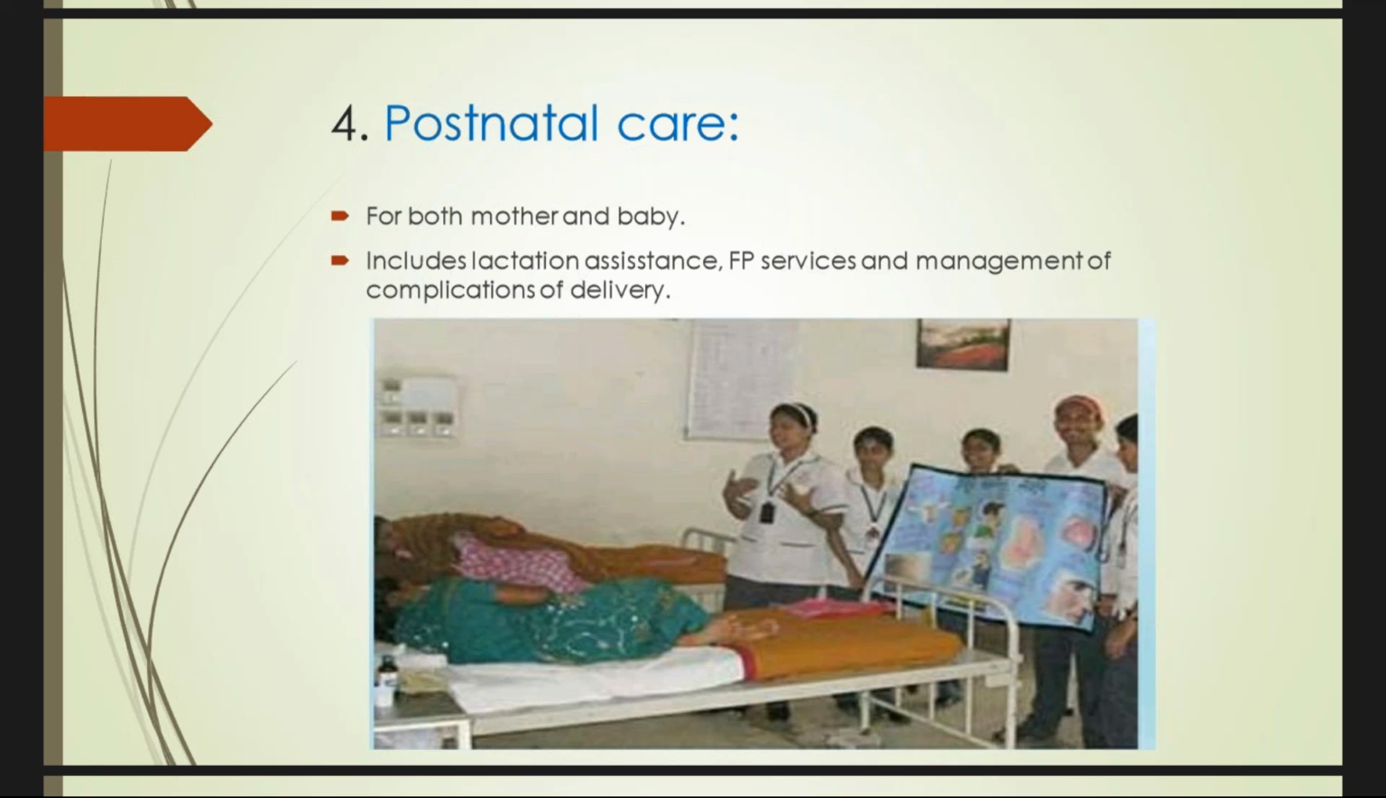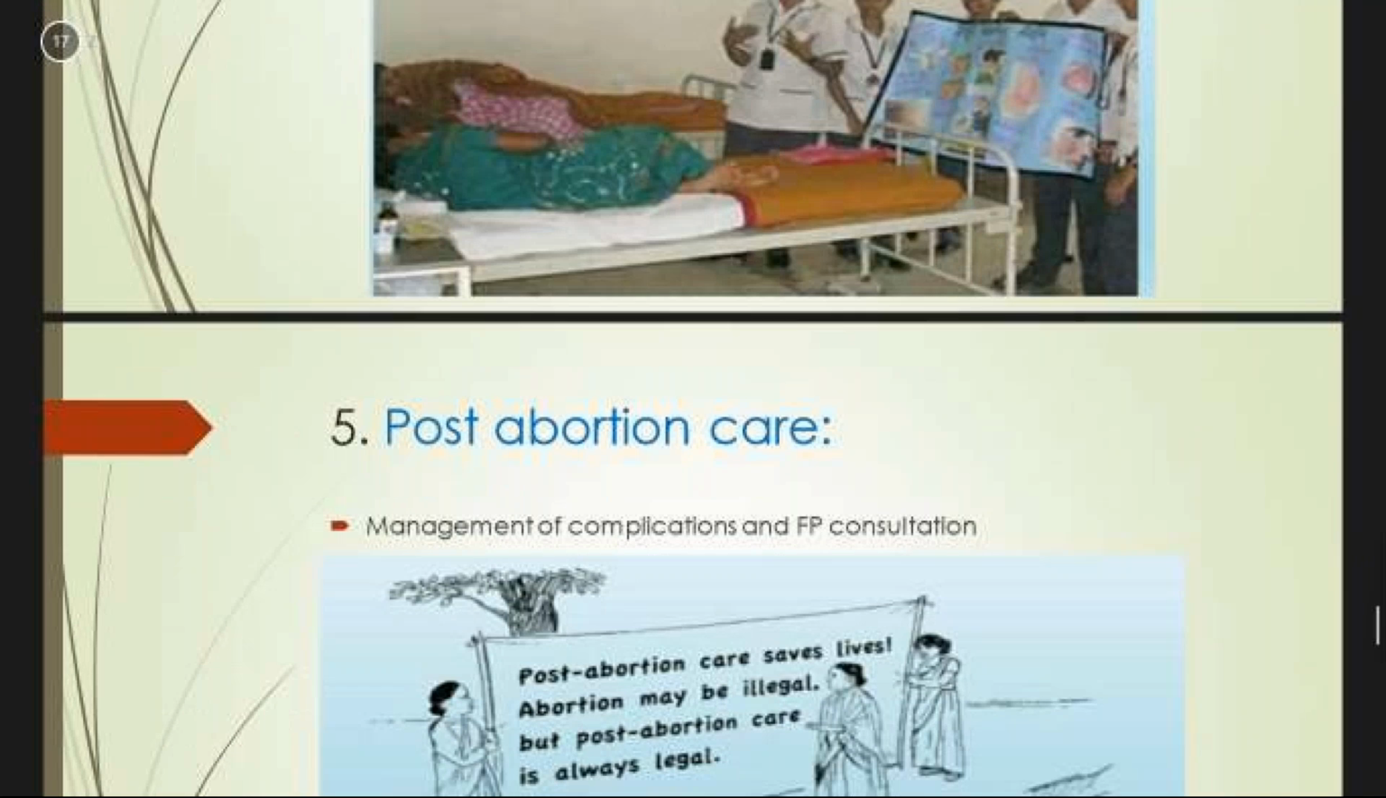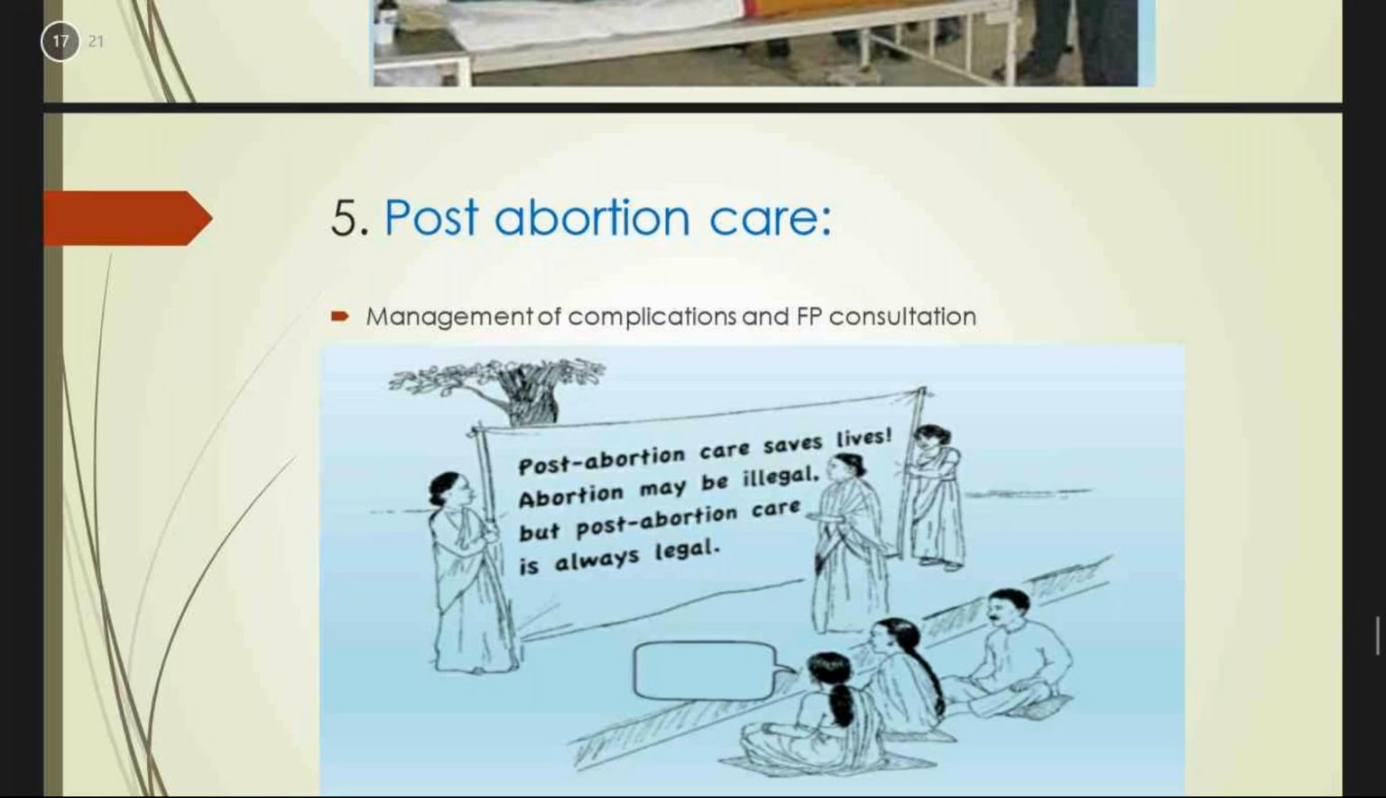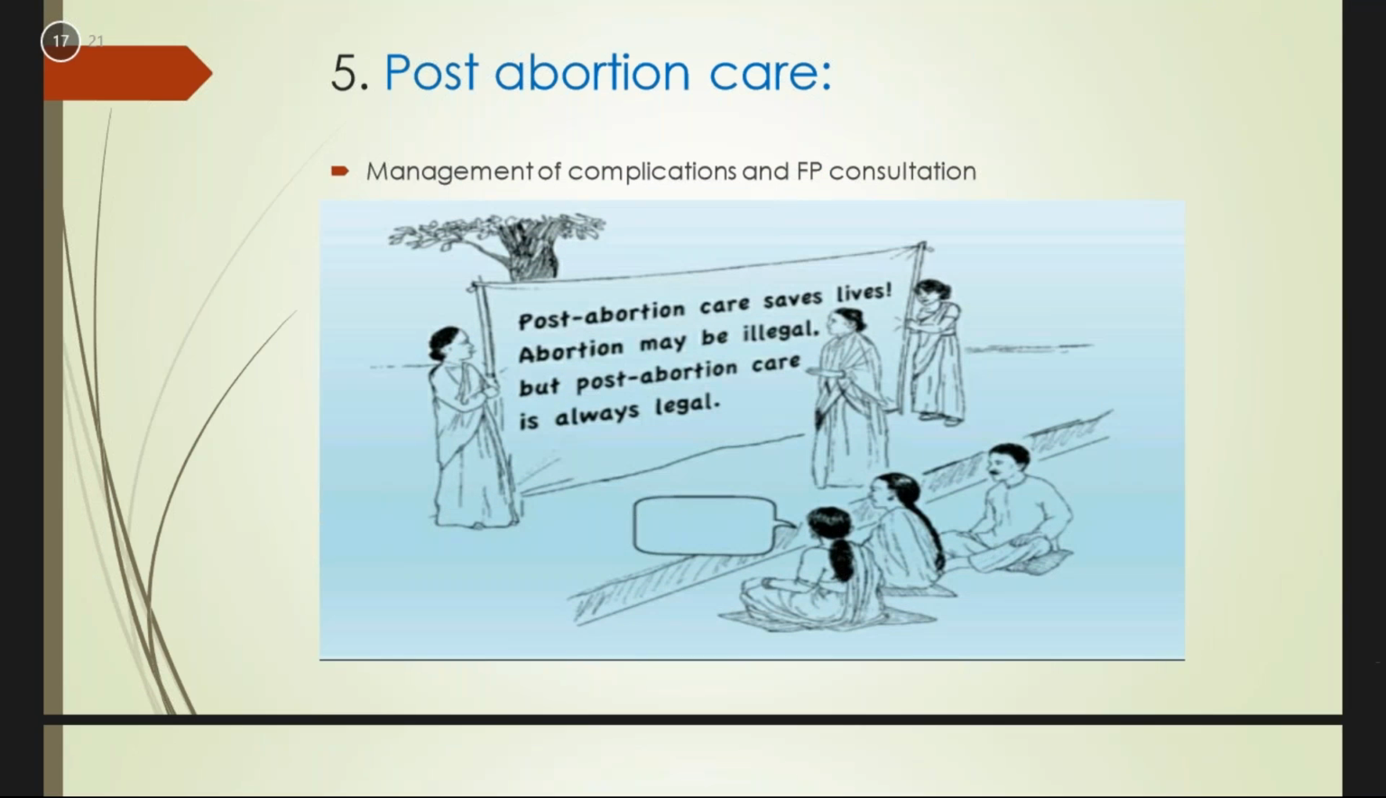And for the baby, what can you do? You can pick up neonatal jaundice, provide proper neonatal care, observation by a pediatrician, and proper vaccination. Post-abortion care: management of complications and family planning consultation.